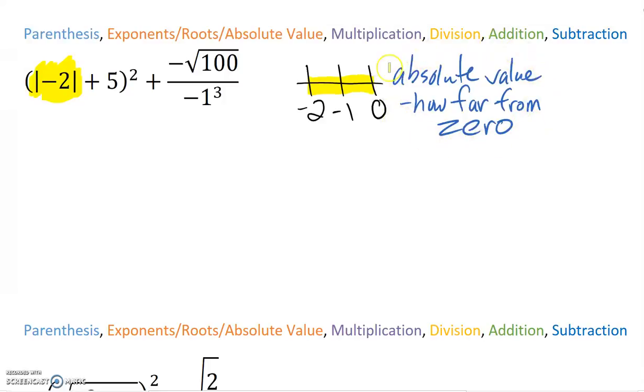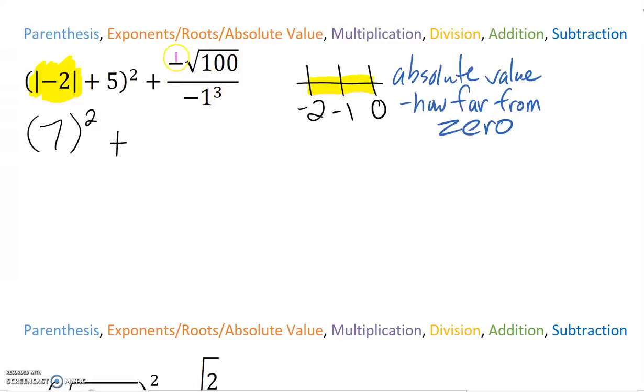It's the distance from 0. Distance can never be negative. So that's the idea. From -2 to 0, there are 2 units. It's the distance. They'll always be positive. So, all right. 2 plus 5 will simplify to 7 to the second power. And I'll actually do this right now.